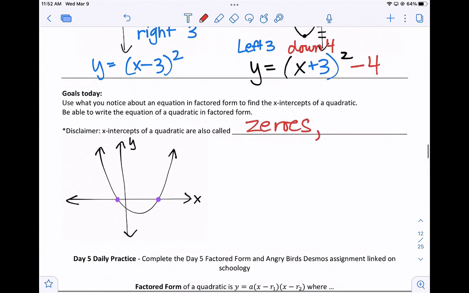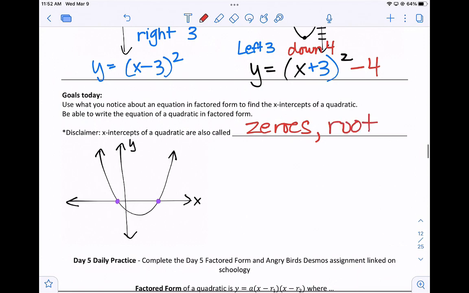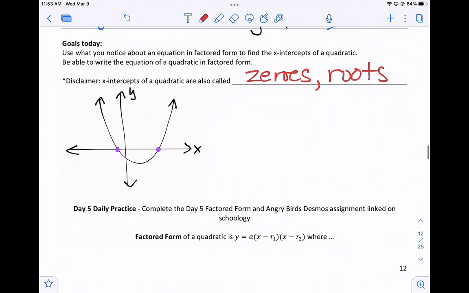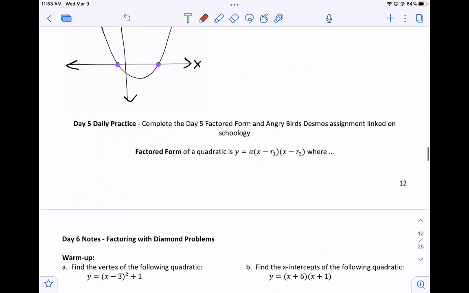They're also called the roots of the graph, because when we learn something called the quadratic formula, we use a square root to find the zeros of the graph. So x-intercepts may also be called zeros or roots, or like solving the function. All right, so your goal is to complete the Day 5 Factored Form in Angry Birds Desmos. It's going to explain and illustrate what factored form tells you about a function, and then we'll summarize in class.